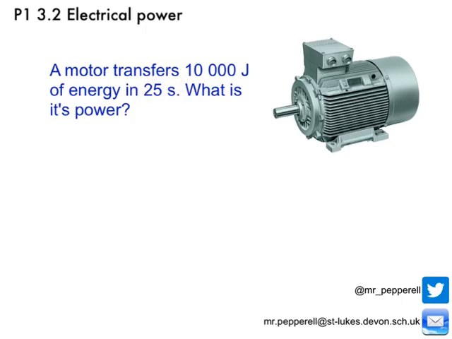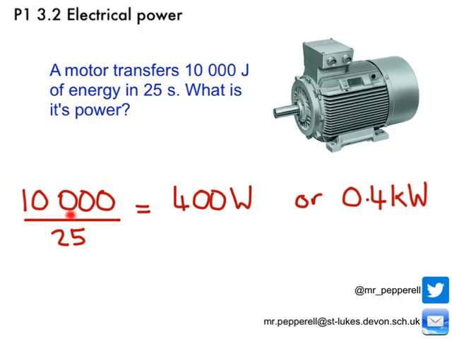What is its power? So how powerful is the motor? Well, it's a simple case of using our equation. I'm just going to divide the amount of energy supplied to the device by the time it takes to supply that energy. So I've got 10,000 joules, and it takes 25 seconds to supply it. So 10,000 divided by 25 gives me a power of 400 watts.